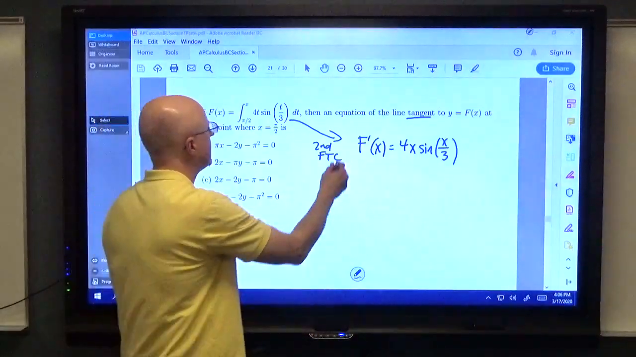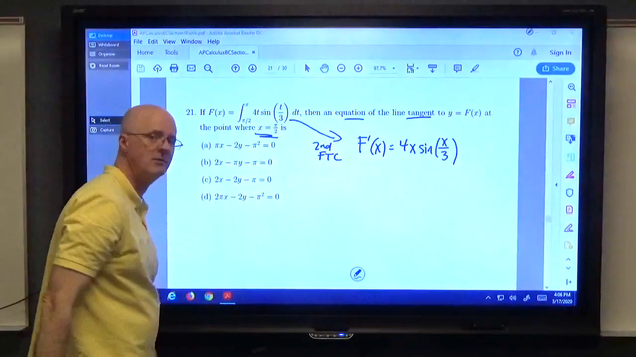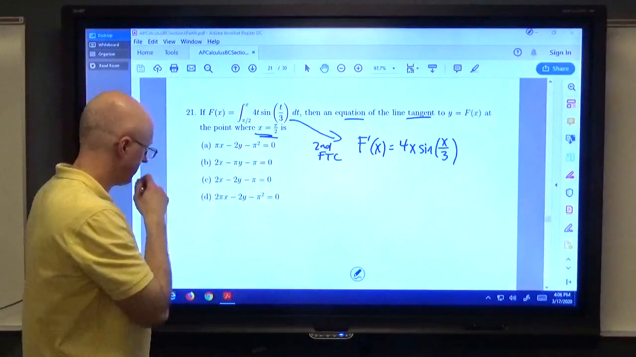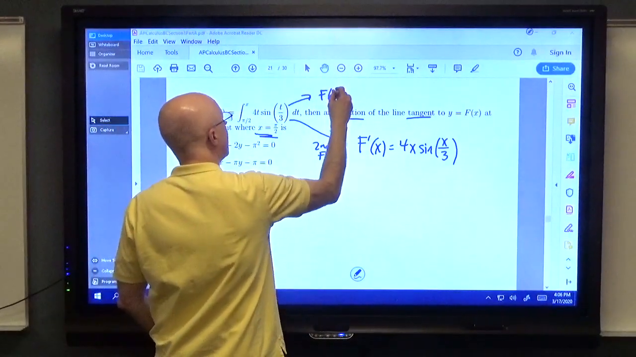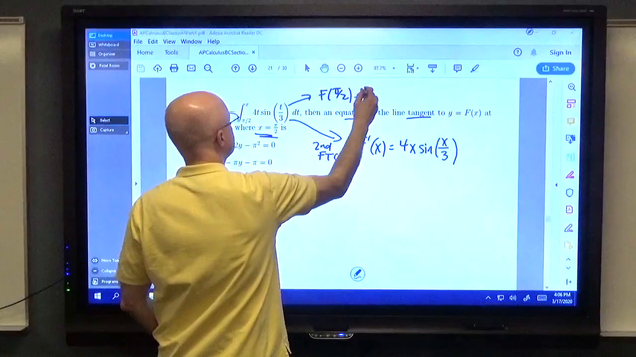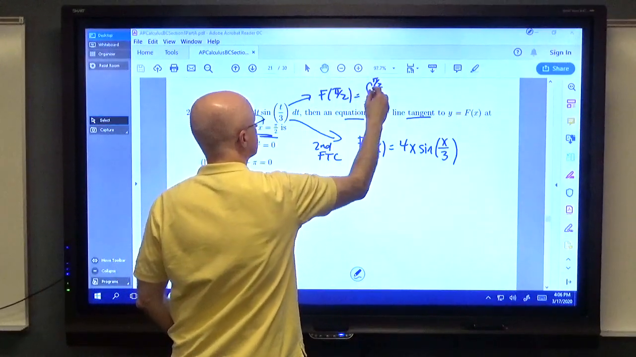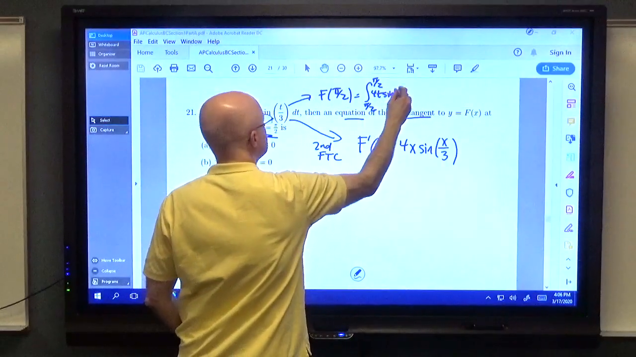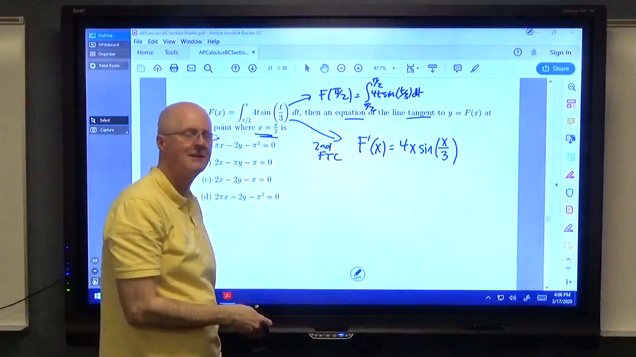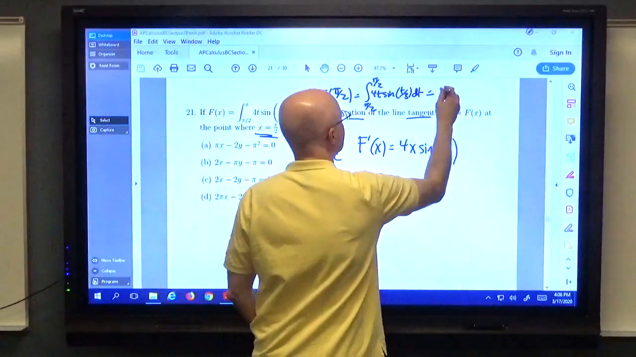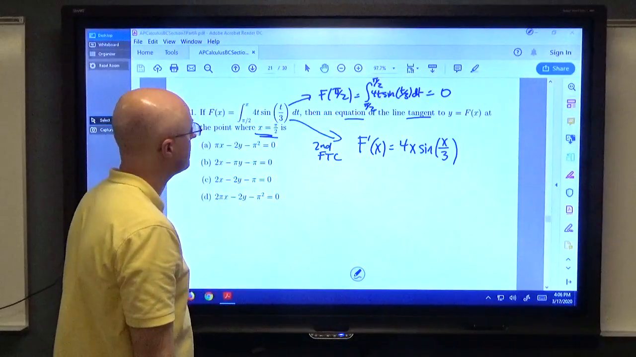I need the equation of the tangent line, so I need this derivative evaluated at pi over 2. I also need the function value at pi over 2. Although the function value at pi over 2 is easy. F of pi over 2 is going to be the integral from pi over 2 to pi over 2 of the integrand function for t sine t over 3. That's like finding the area of a line. The answer is 0. So this graph goes through pi over 2 comma 0.